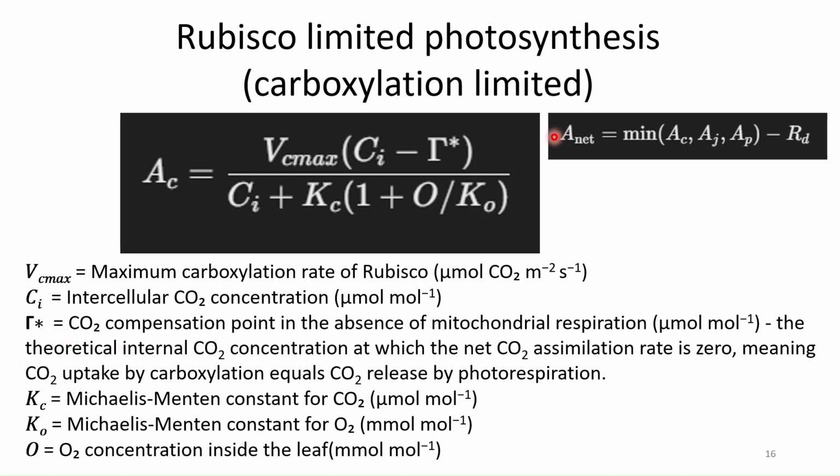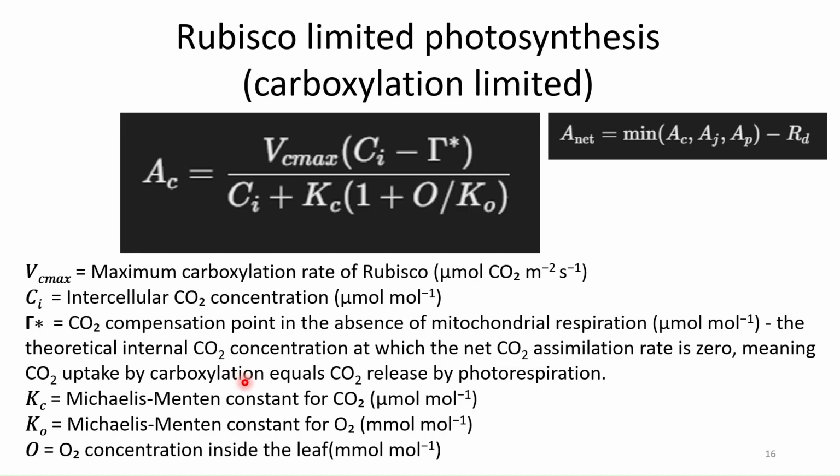Next is Gamma star or tau star, which is the carbon dioxide compensation point in the absence of mitochondrial respiration. This is a theoretical value. It is not an actual value that you can measure and obtain. It is a theoretical value of carbon dioxide concentration within the leaf when the net carbon dioxide assimilation rate is zero. That is, when the carbon dioxide uptake during carboxylation is equal to the carbon dioxide released by photorespiration, at that zero point the concentration of carbon dioxide within the leaf is called the carbon dioxide compensation point.